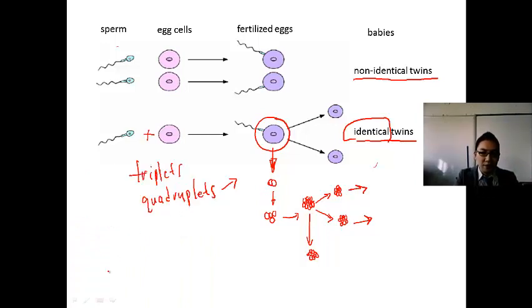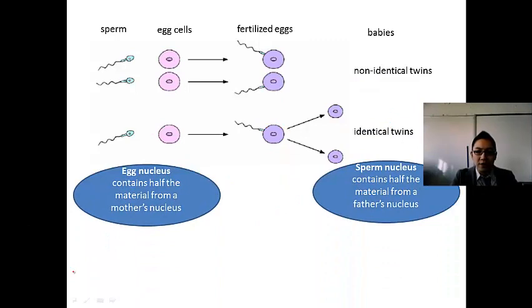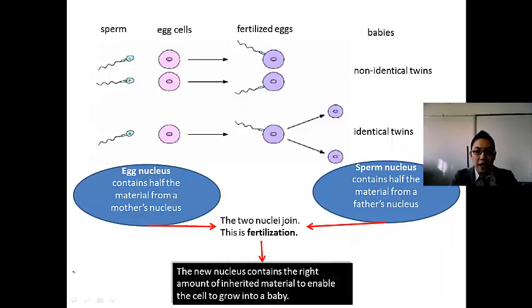Let me clear the screen really quick of these notes. And this is just to recap. This is pretty easy. You should understand this. Half the material from the mother, half the material from the father, 23 plus 23. They join together. It's called fertilization. And the new nucleus contains the right amount of inherited material to enable the cell to grow into a baby. Once the fertilized egg, I'll give you a word here. It's called a zygote.